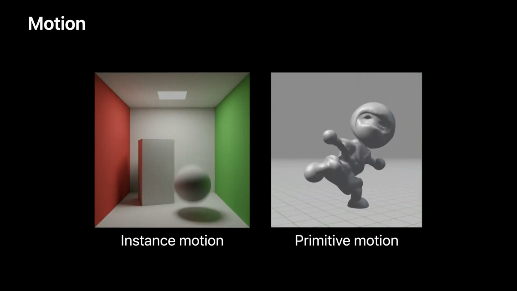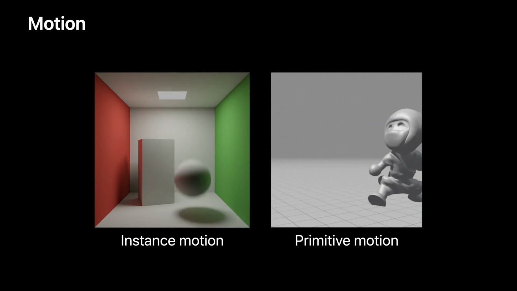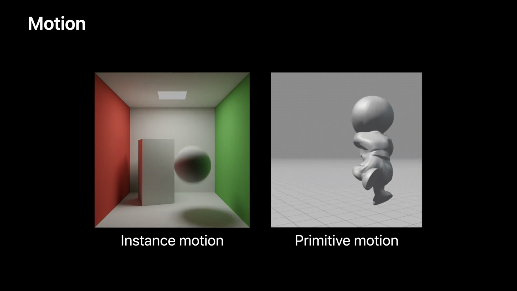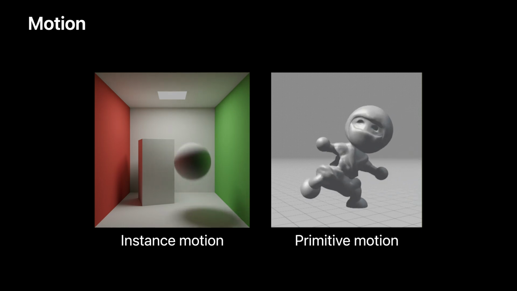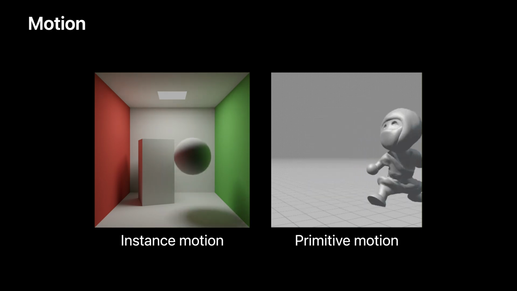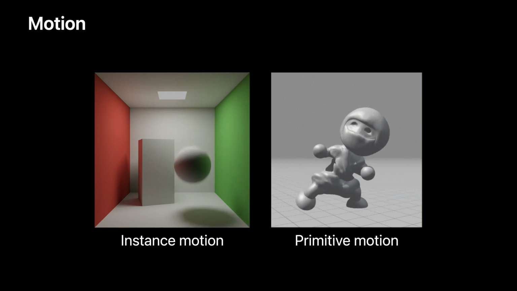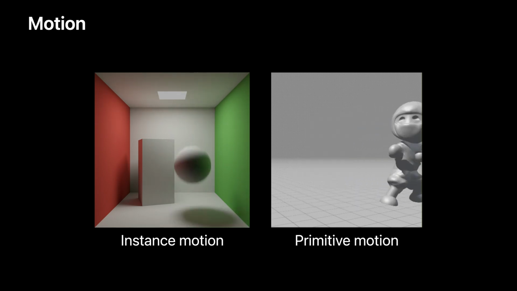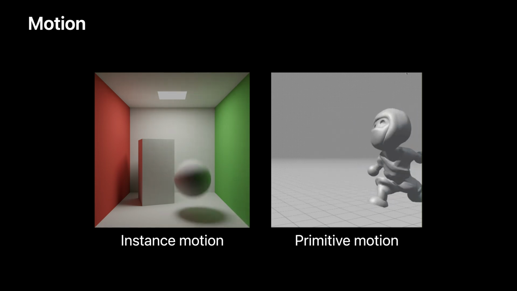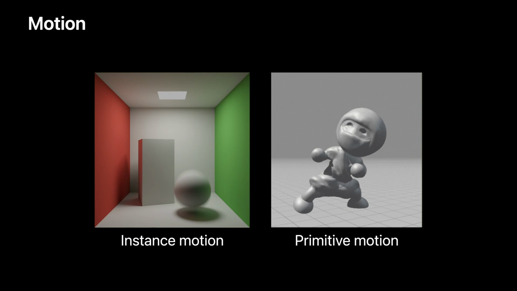Motion is supported at both the instance and primitive level. Instance animation can be used to rigidly transform entire objects. This is cheaper than primitive animation, but doesn't allow objects to deform. On the other hand, primitive animation is more expensive, but can be used for things like skin character animation. Note that both instance and primitive animation are based on keyframe animation.